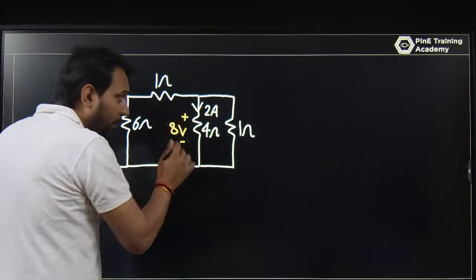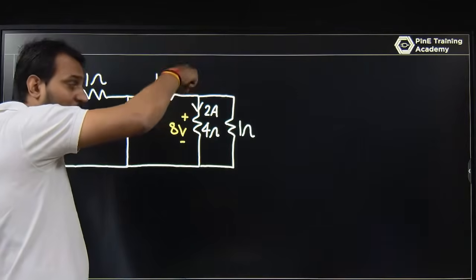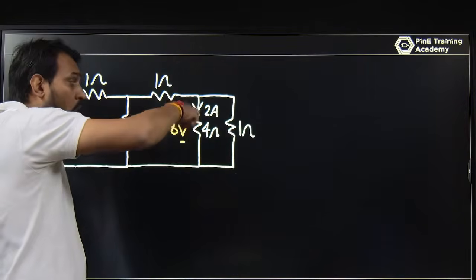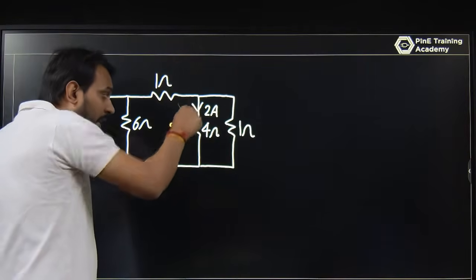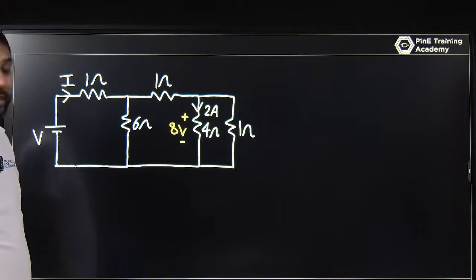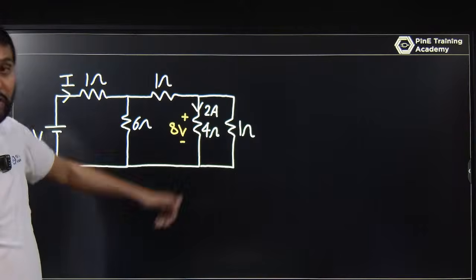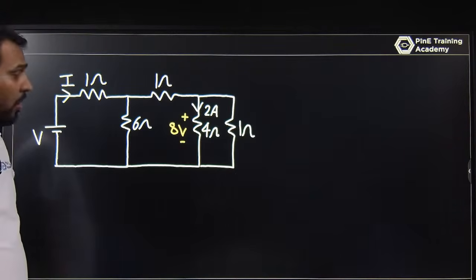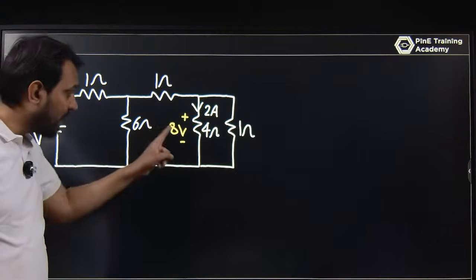I am writing plus minus. When current enters a passive element, the resistor, capacitor or inductor, the first sign where current enters is positive and where it leaves is negative. That is the representation of power absorbed. So this is plus minus and that is 8 volt.